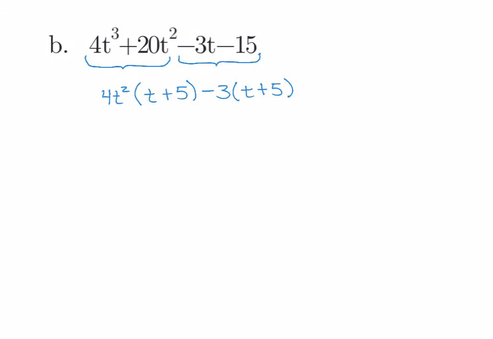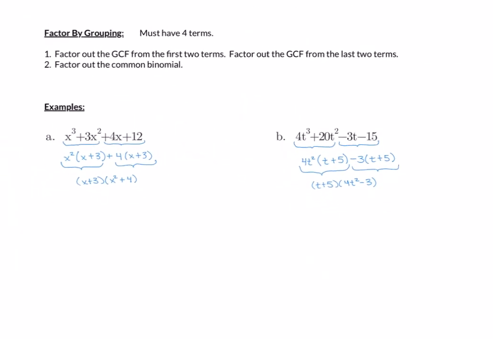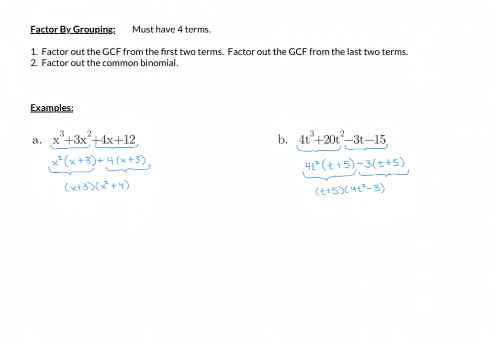All right, so now we can go ahead and factor out the common binomial. So each thing has a t plus 5, so I'm going to write that in front. And the first thing, if we get rid of t plus 5, I am left with 4t squared. Second thing, if I get rid of the t plus 5, I am left with minus 3. All right, so that takes care of factor by grouping.